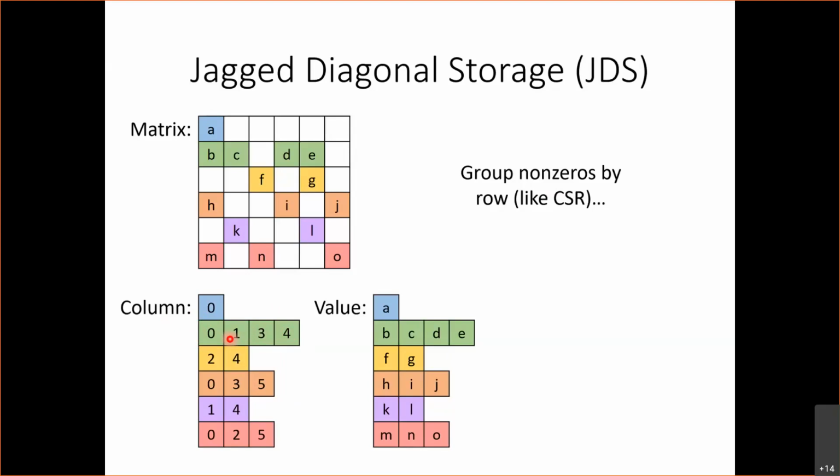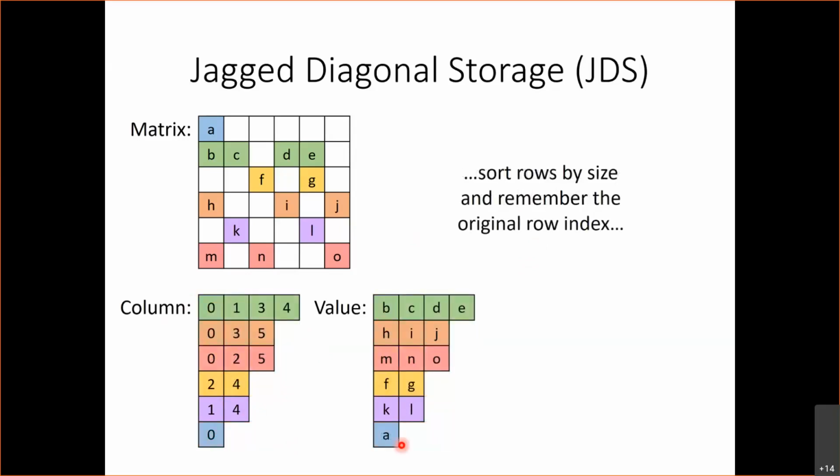Right, exactly. So what the JDS format does to reduce control divergence is that it sorts the rows by the size of the row. So the green row will go first, and then these two rows with 3 elements, then the rows with 2 elements, and then the rows with 1 element. So we're going to sort the rows.